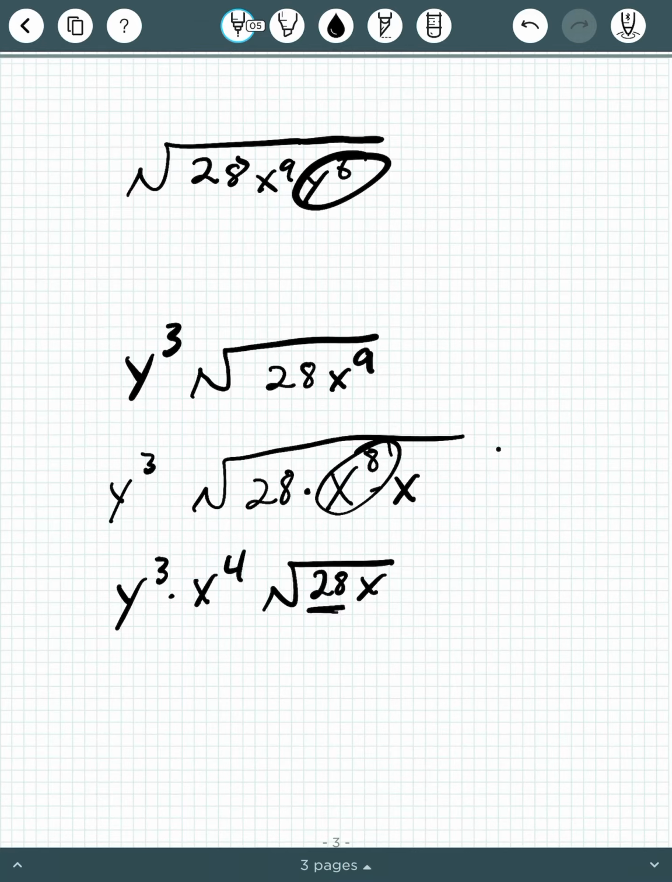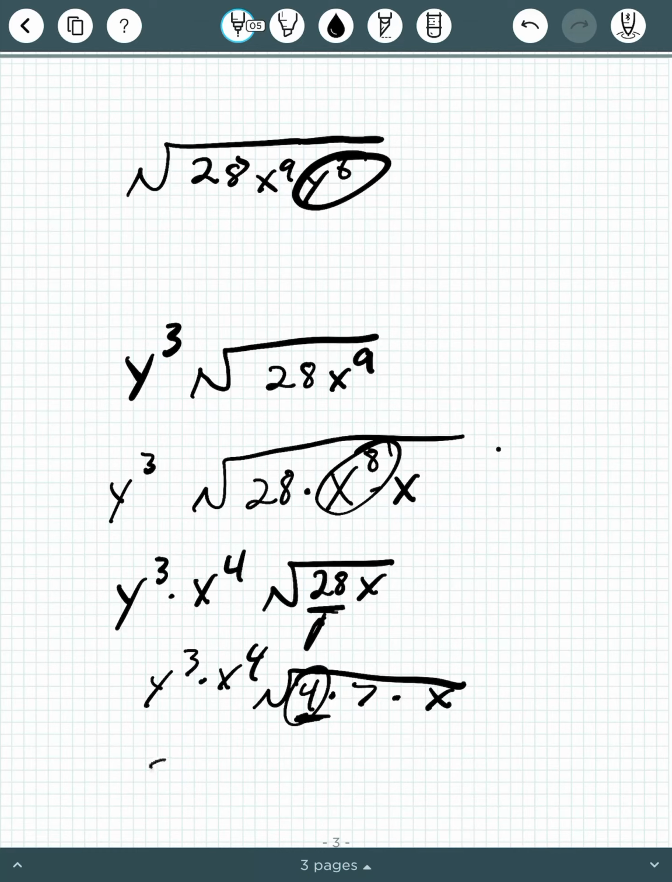And now, don't forget about that 28. This goes back to yesterday's work that we had done, where we can take 28 and see if we can simplify it and find a perfect square in its factors. So 28 can be rewritten as 4 multiplied by 7, and the x is still there. We could write 4 as 2 times 2, but since we see that 4 is a perfect square, let's just take its square root. So now we'll have 2 multiplied by y cubed by x to the 4th.